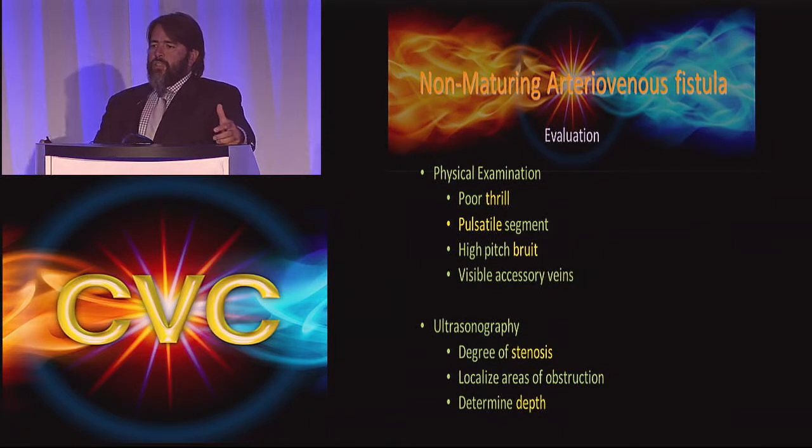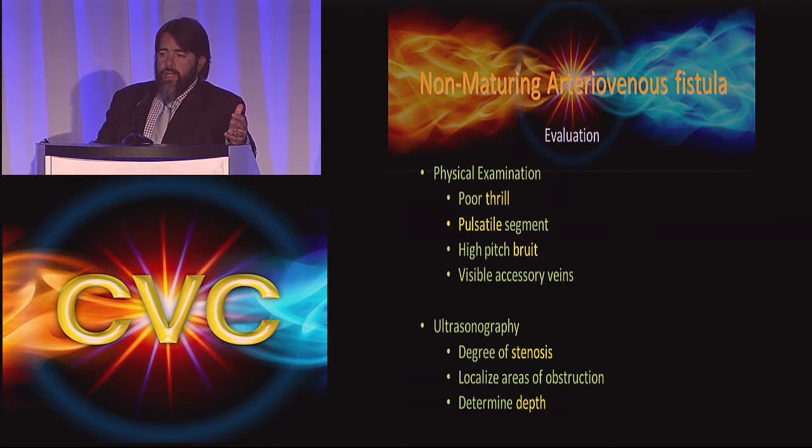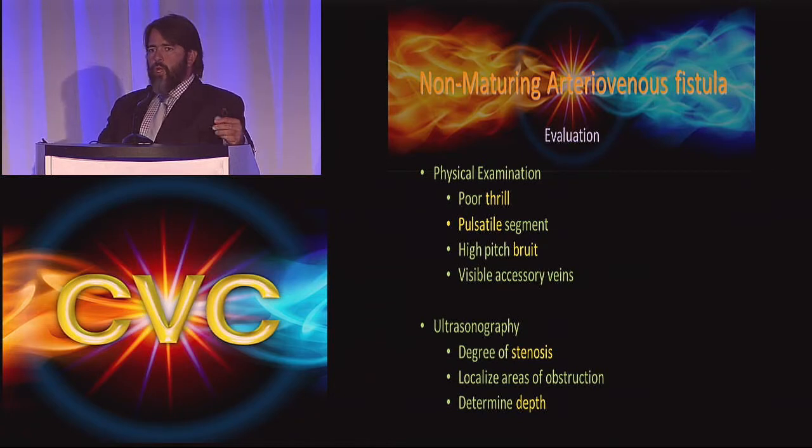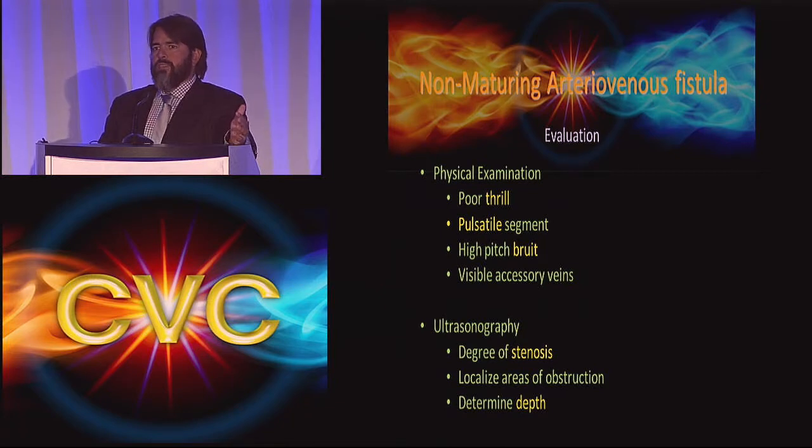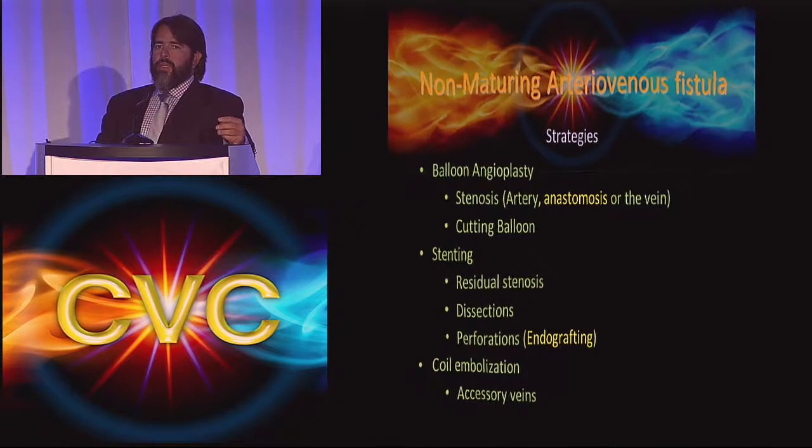On the physical examination, you'll know that when you put your hand on it, you're not going to have a good thrill, or you're going to have a pulsatile segment. If you listen to it, most likely in the area where the stenosis is, you're going to hear a high-pitched bruit. And the other thing is that you can actually see those veins that are stealing the flow from the AV fistula. If on the initial examination you see that you have many tributaries, you might want to get rid of these tributaries at the very beginning, after you construct the anastomosis. And with ultrasonography, when you don't know what's going on, you can always look for the area of stenosis specifically with the ultrasound. Look for the area of obstruction, and you can make sure of the depth of that vein.